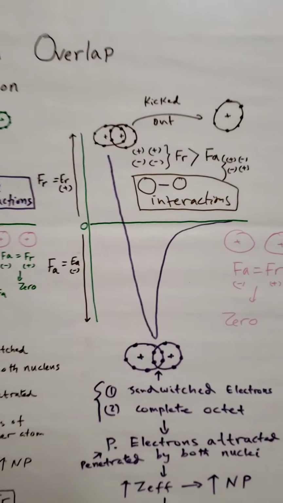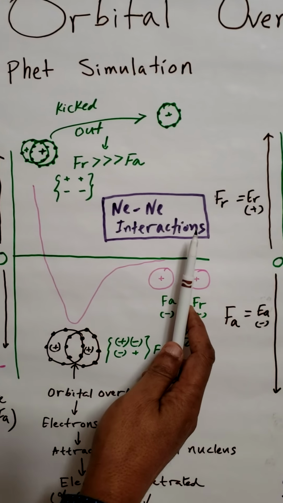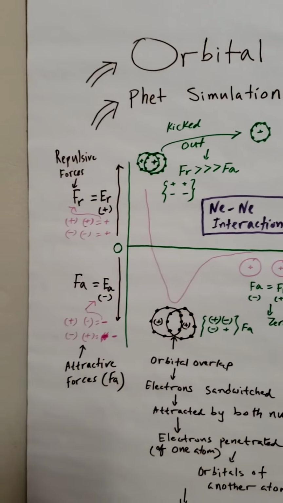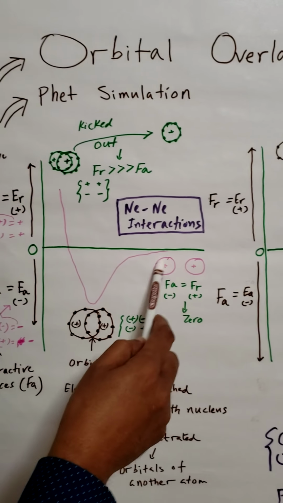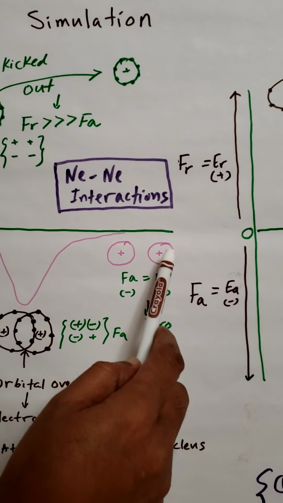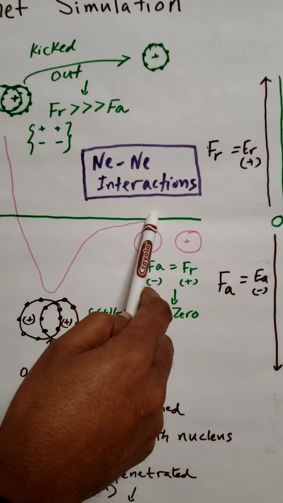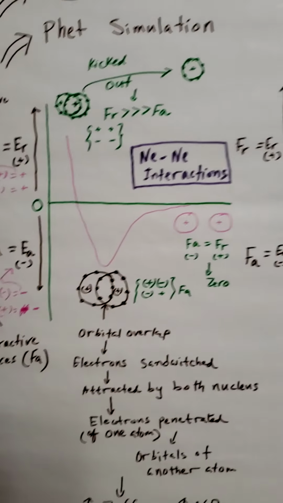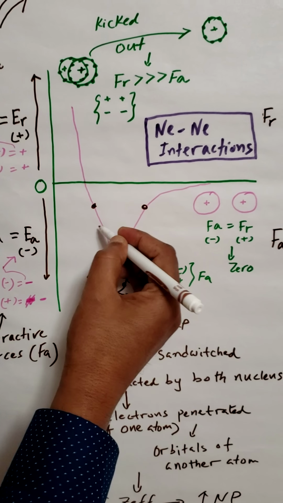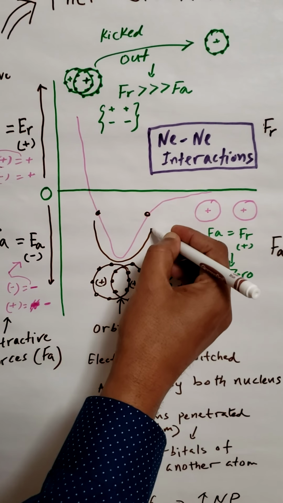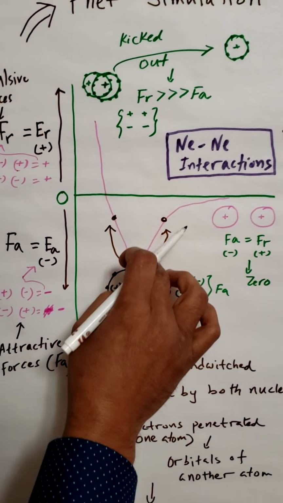So what did we get here? When we did our study with the neon interaction, you see, this is your zero line. These two neon atoms are far away from each other. When you bring them together, we saw the atoms oscillating between this point and this point, going back and forth.